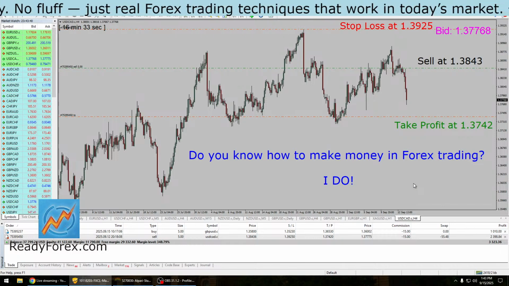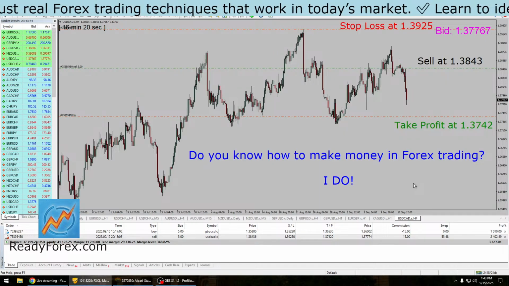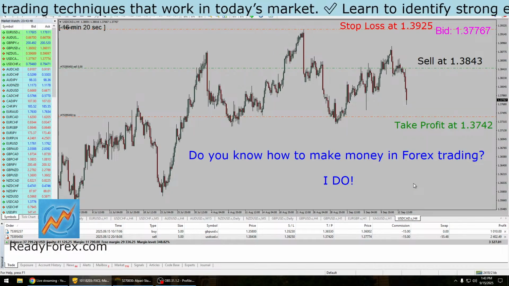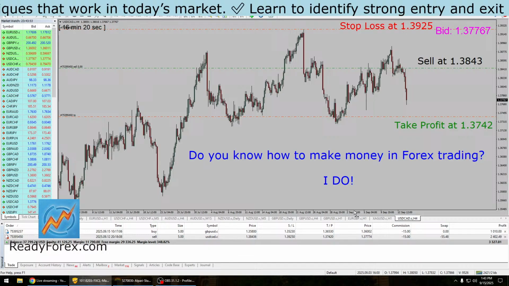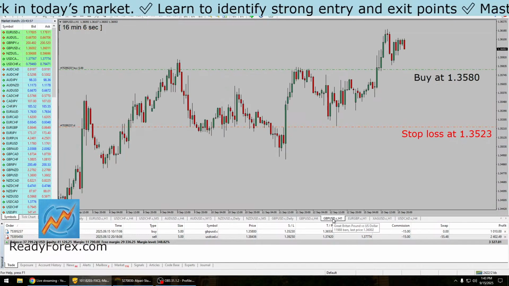So let's go back to the USDCAD. So this is the USDCAD currency pair. The sell trade is currently working so far, and the market is trying to drop over here, which looks good. And the second one is the buy trade in the GBPUSD currency pair.